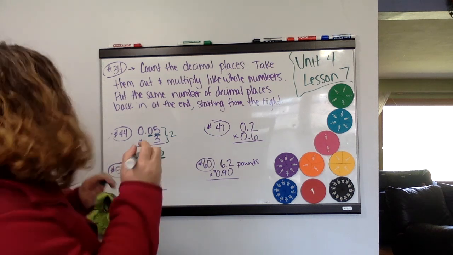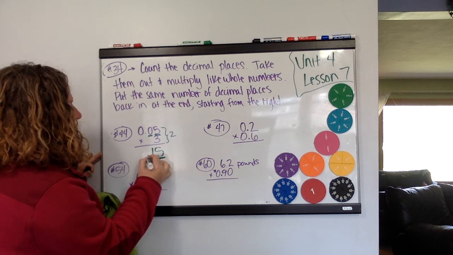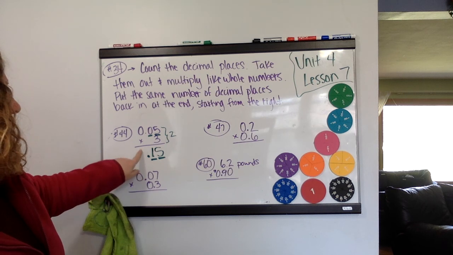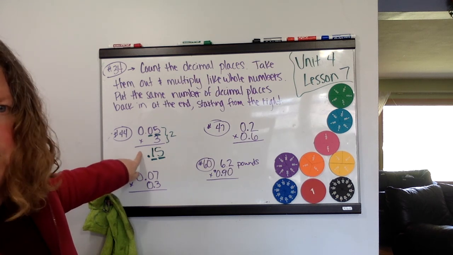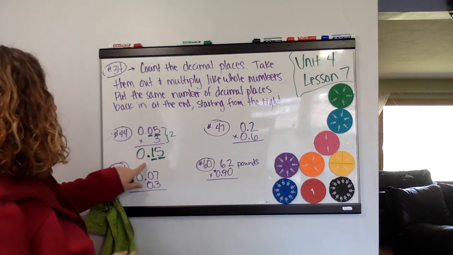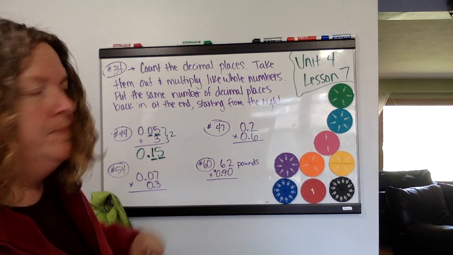How do we know we have 2 decimal places? Because we put the decimal place right in front of those 2. Now, because there's nothing here, we have to stick a 0 in just to remind ourselves that that is 0 wholes. And the answer is 15 hundredths.